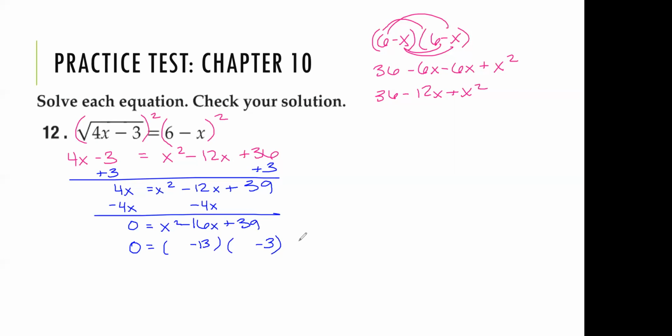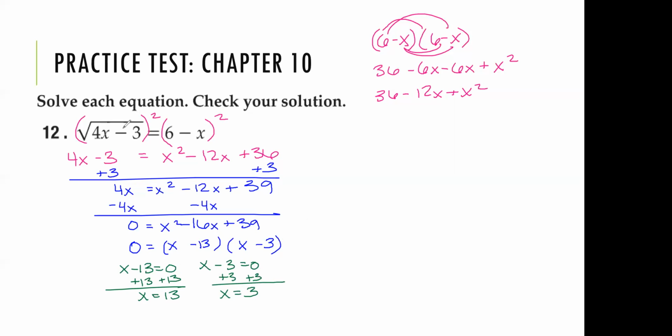Okay, because 13 times 3 is 39, and negative 13 plus negative 3 is negative 16. I put my x's in front, and then I'm going to solve each of these equations. So I've got x minus 13 equals 0, and x minus 3 equals 0. So I would add 13 to both sides, and I get x equals 13. And then I would add 3 to both sides, and x is equal to 3.